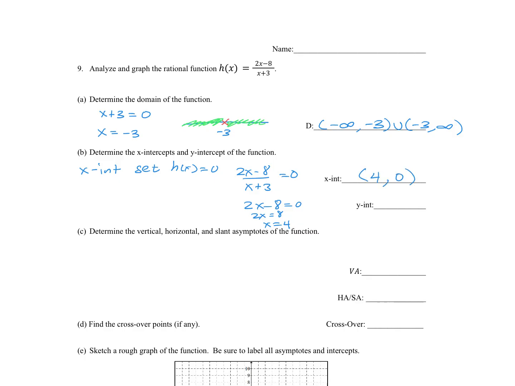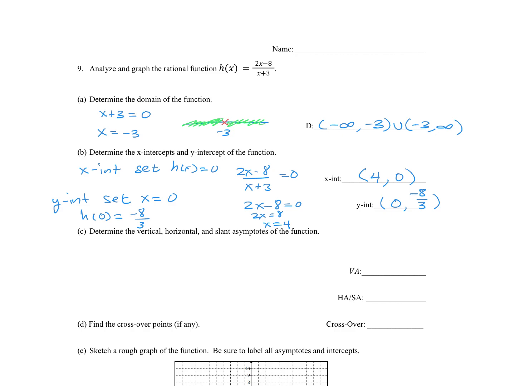Now let's find the y-intercept. The y-intercept, remember that comes from taking your x number and setting it equal to 0. So in this case, it's h of 0. If I plug a 0 into the top, I get negative 8. A 0 in the bottom makes 3. So the y-intercept is (0, negative 8/3). All right, so we found our intercepts. Now let's move on to the asymptotes.